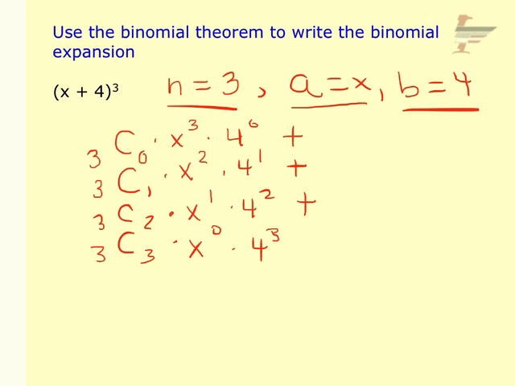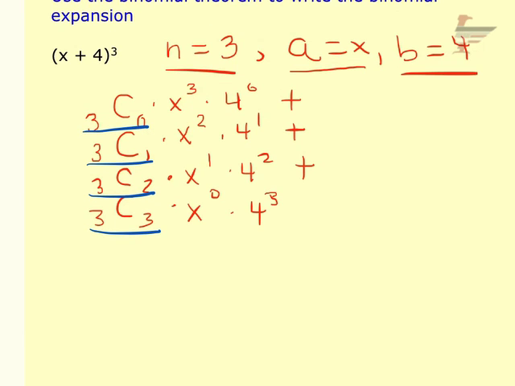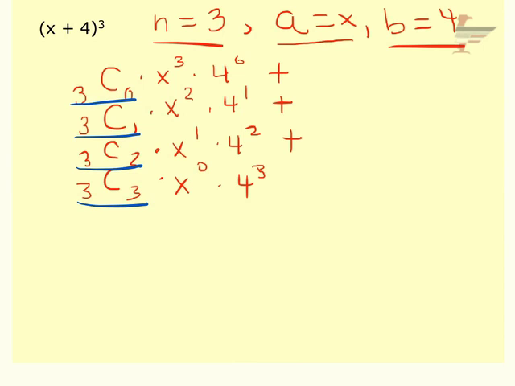Okay, so I'm going to rewrite these here, and I'm going to start by, these are just numbers, right? So I'm going to start by calculating those. So 3 choose 0 is really just 1. And that's times x cubed, and 4 to the 0 is really just 1. Okay. And then 3 choose 1 is really 3, x squared is x squared, and 4 to the first is really 4, and I'll simplify that in a second.